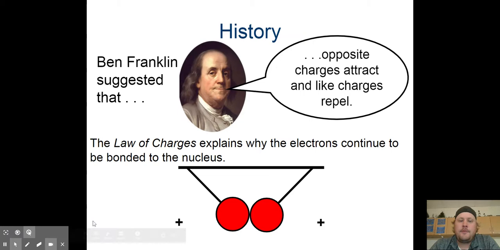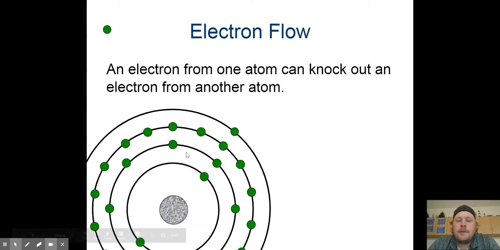So let's go back and talk about electron flow. You drew something similar to this in your notebook, but we did not write this in. So what I want you to do is write "electron flow" and write this part right here: an electron from one atom can knock out an electron from another atom. So pause the video, take notes. As you can see, sometimes we all mess up our words, and that's okay.